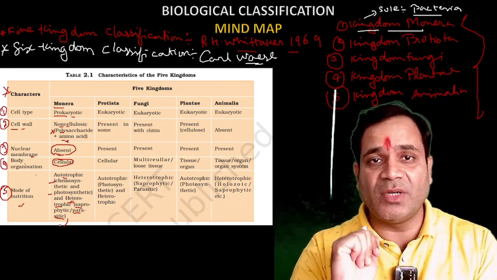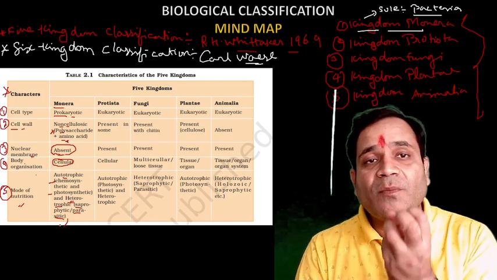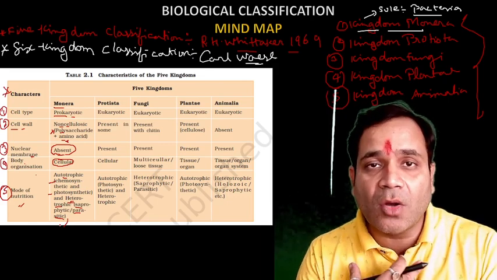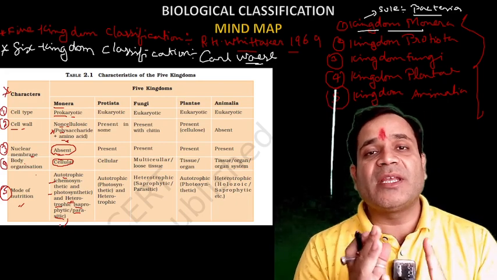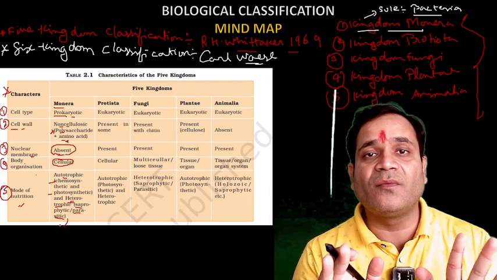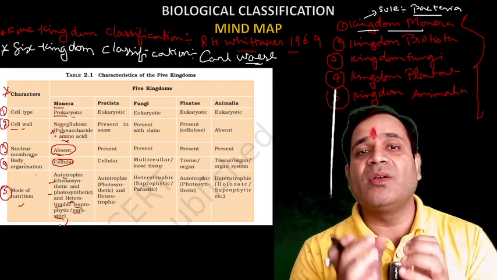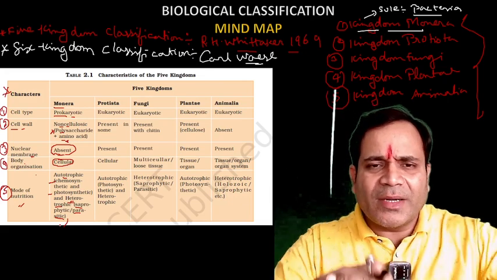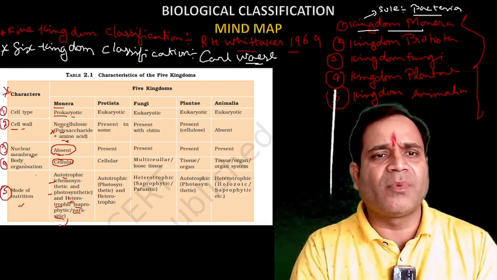Ecto means outer. Endoparasite means the organisms which derive nutrition from the inner host body cell. Take examples such as tapeworm, eelworm and filarial worm. These are all endoparasites, because they derive nutrition from the inner host body cell. This is very important to know.